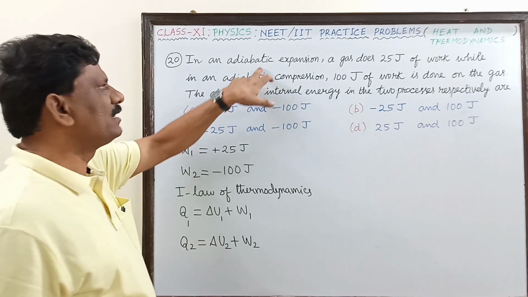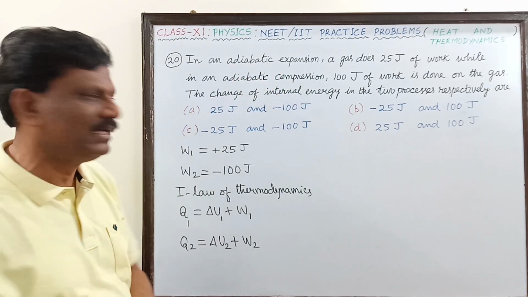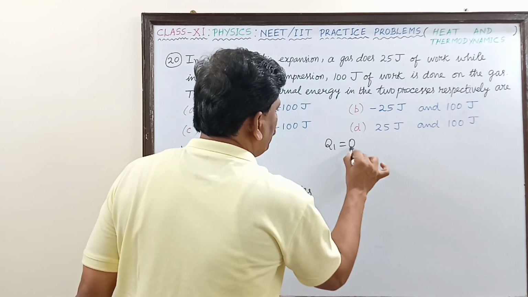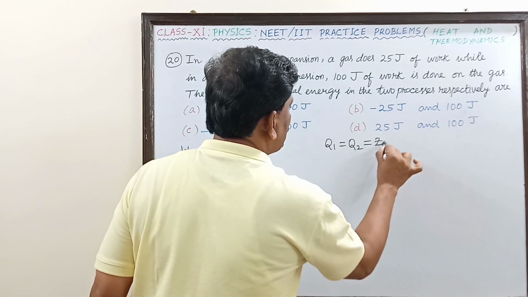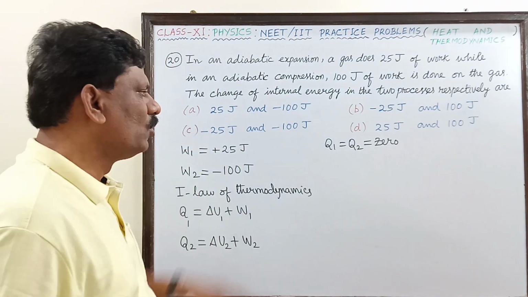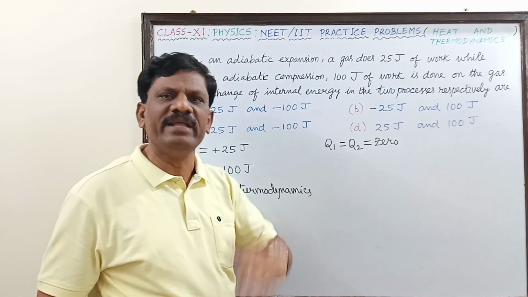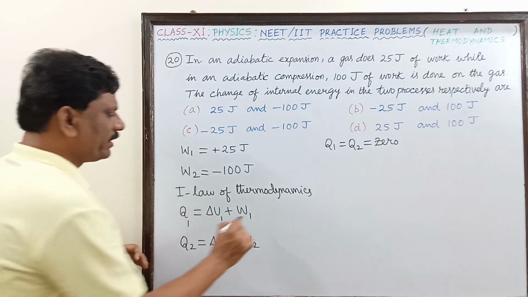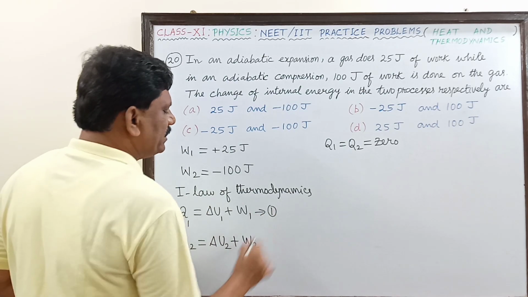This is the expression. But what type of process? Both the processes are adiabatic process, is it not that? So Q1 and Q2 both must be equal to 0, because the process is adiabatic process. No heat can either enter or leave the system. Okay. So the first equation, I rewrite.